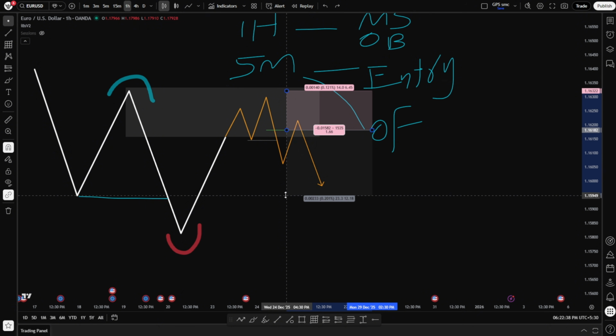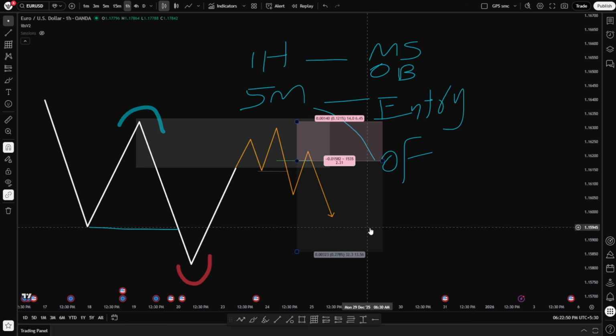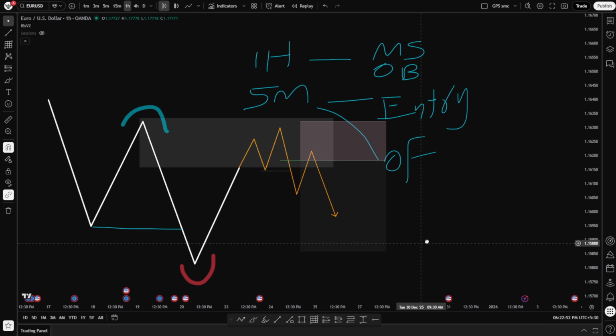take profit. I would suggest anything more than 2. 2 RR is completely fine. Don't keep it less than that. 2 RR or more than that. So this is the simple way on how you can use this strategy in the markets.